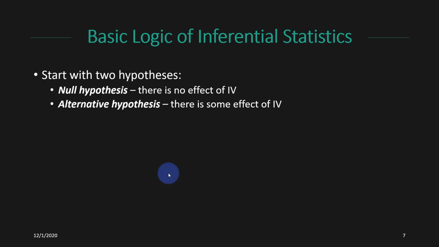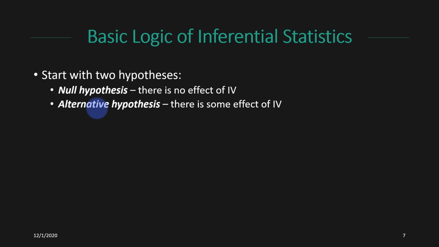So the basic logic of inferential statistics means that we're going to start with two hypotheses. We're going to have a null hypothesis where we assume there is no effect of the independent variable. So that could mean that there is no relationship between two things, or that there's no difference between two sample means, right? Whether it's phrased as mean differences or correlations, we're going to be assuming that there is no relationship most of the time with our null hypothesis. We can choose other values, but as a starting point, we're going to say that there's no relationship.